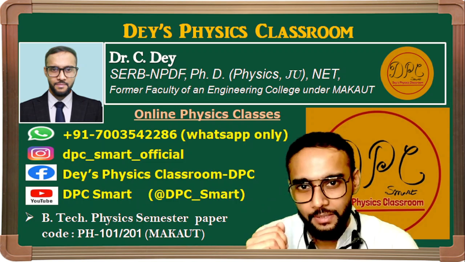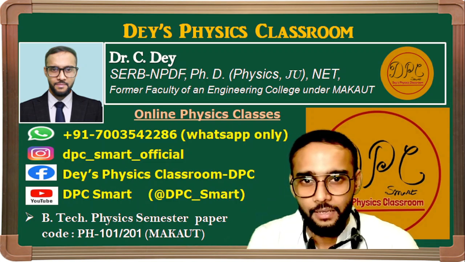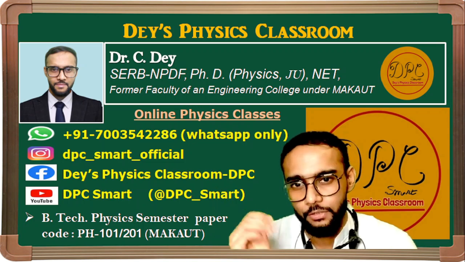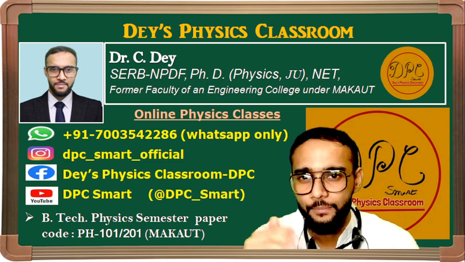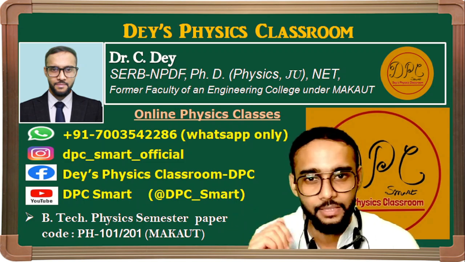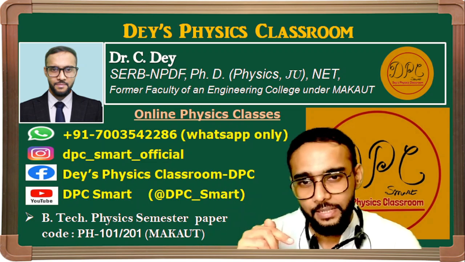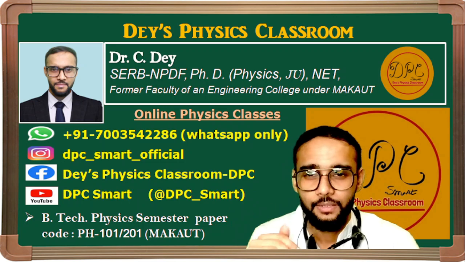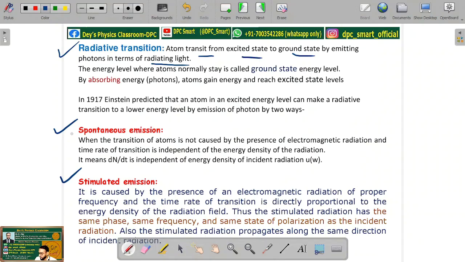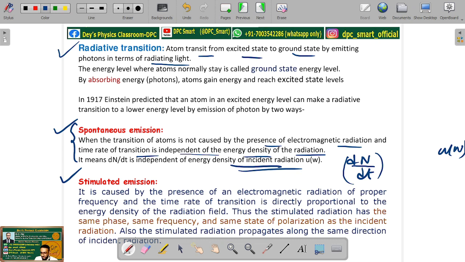In the case of spontaneous emission, the rate equation, that means the rate of transition of the atoms or molecules from the excited level to the ground level, is independent of the incident energy density. That means it doesn't depend on externally incident radiation. That type of transition is called spontaneous emission. So spontaneous emission means the transition of the atom is not caused by the presence of electromagnetic radiation, and the time rate of transition is independent of the energy density of the radiation. That means dN/dt, the rate of transition, is independent of the energy density u(ω). Then that type of emission is called spontaneous emission.